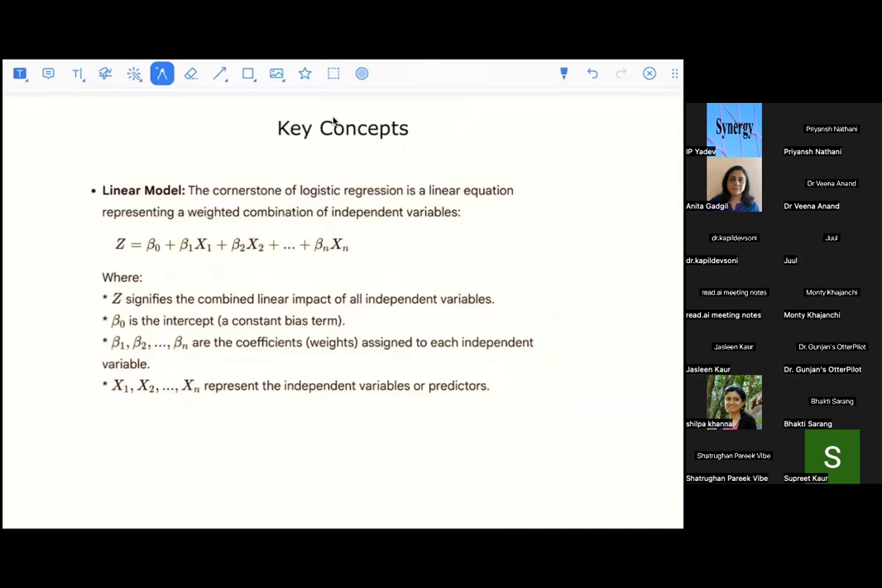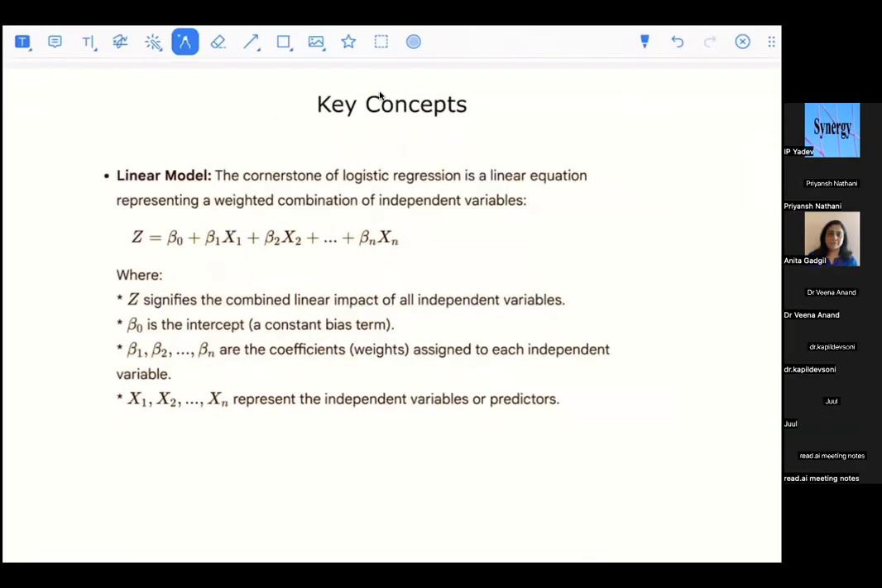So this was what we were discussing. Z is another word for the right side of the equation. This is also known as the linear predictor, LP. Here Z is a combination: beta 0, beta 1 x1, beta 2 x2. This can be summarized as Z. So it's the combined linear impact of all the independent variables.